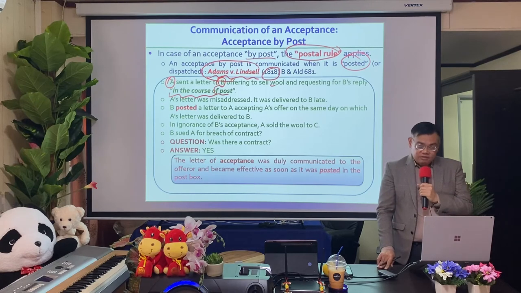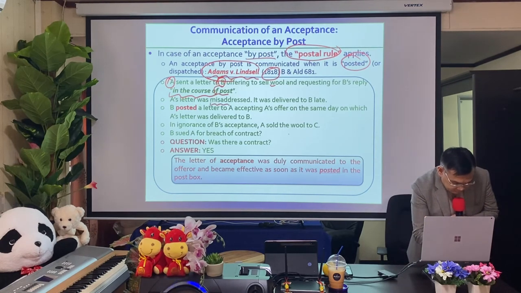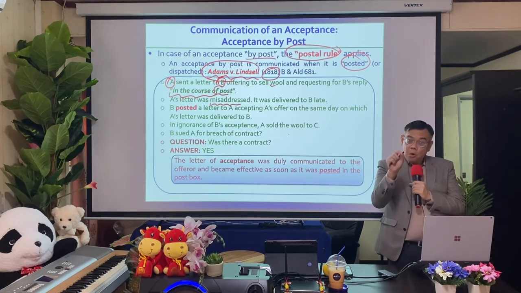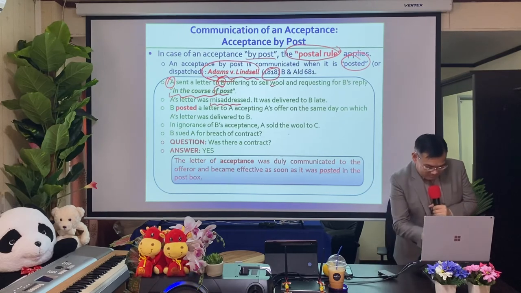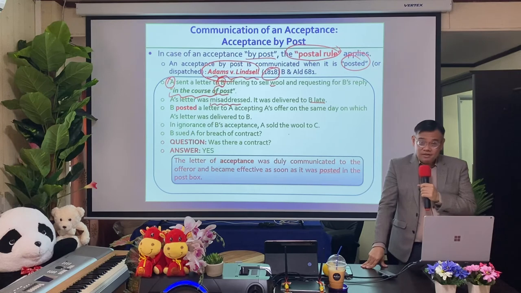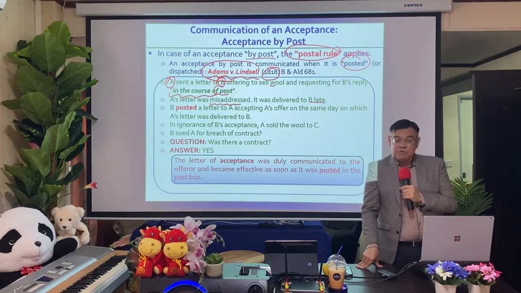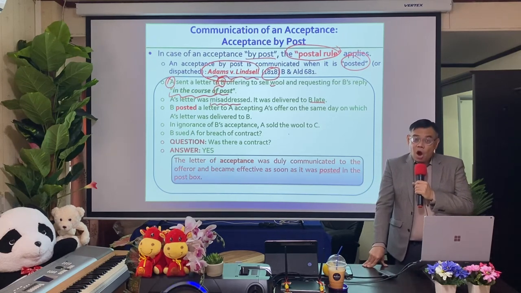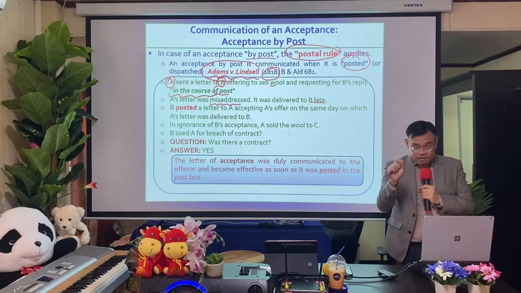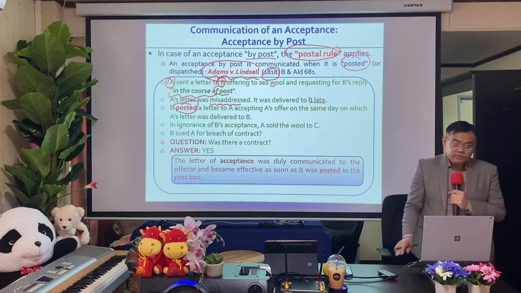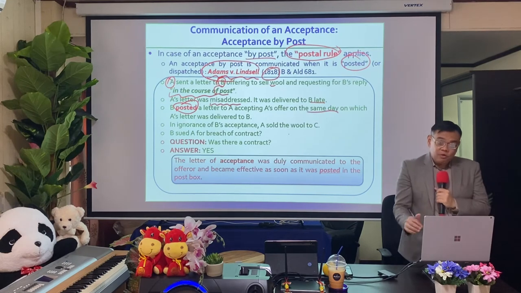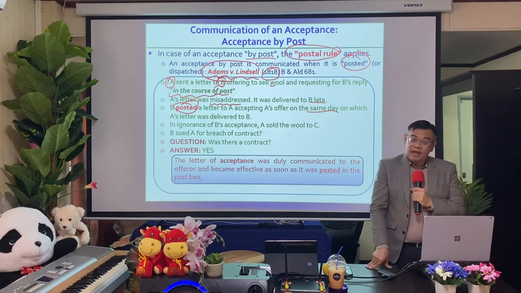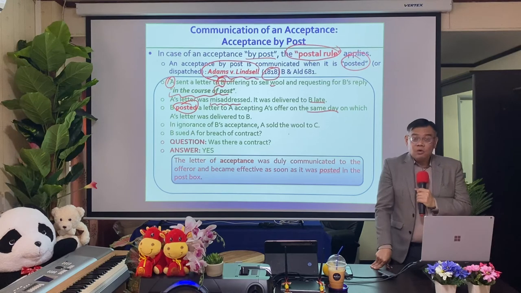In this case, A misaddressed the letter. He put something wrong with respect to B's address, so that the letter sent by A reached B quite late. But eventually the letter was received by B, even though it was late. On the day the letter was received, B replied immediately. B posted a letter saying that B was willing to accept A's offer. The acceptance was sent on the same day as the day on which A's letter was received by B.